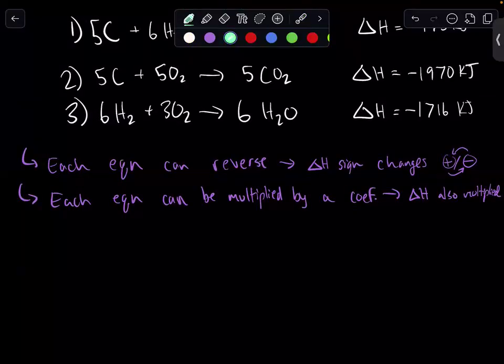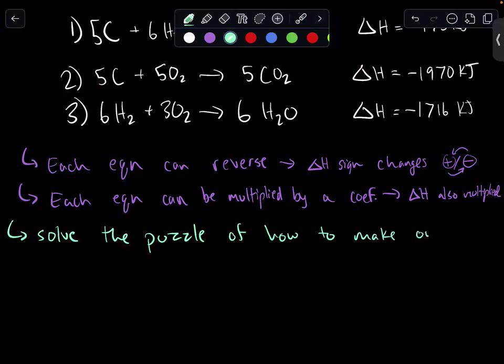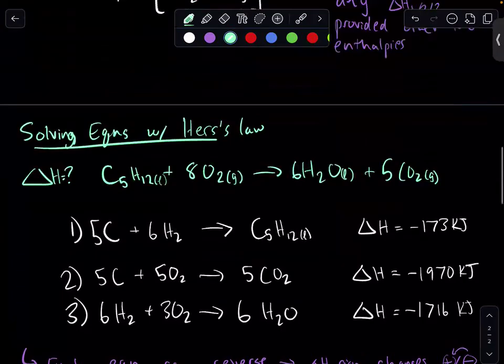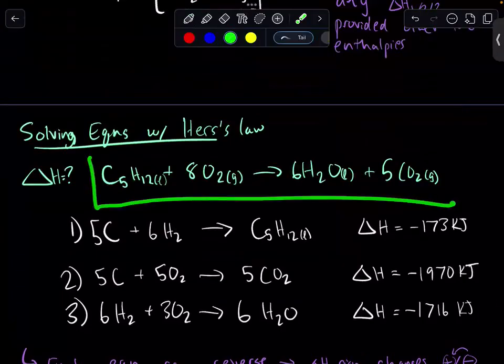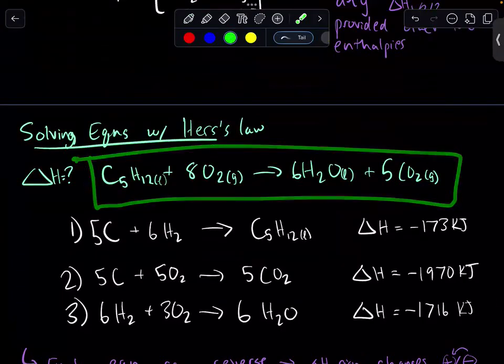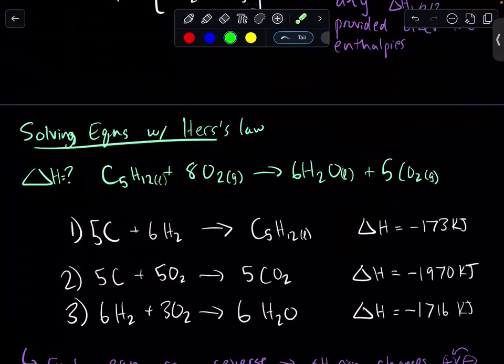So now the thing is we have to just solve the puzzle of how to make our equation. So this equation at the top, how do we make this equation? Well, I like to look at the big molecules first.